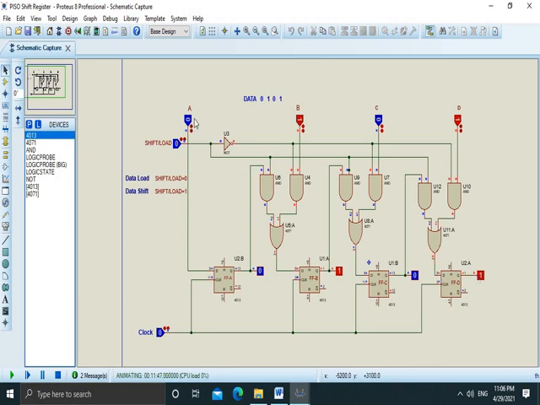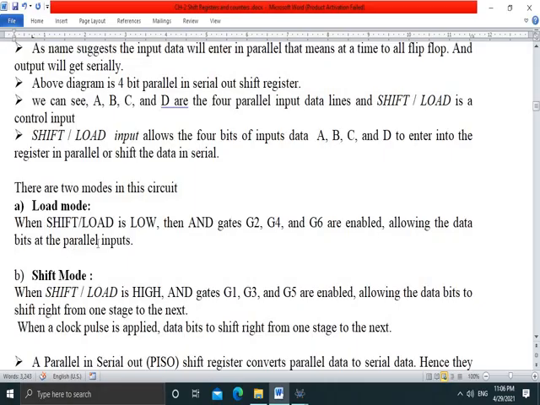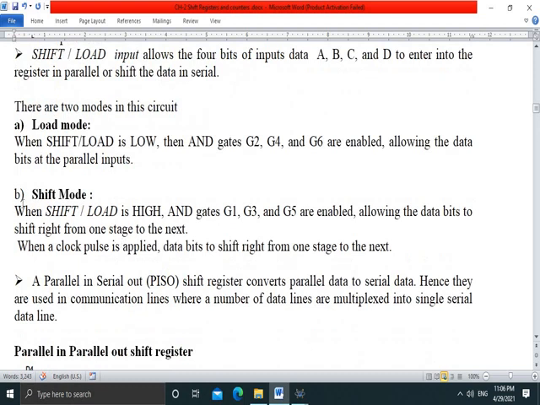So if you observe, what has happened is that the data is loaded, 0 1 0 1. Now when the shift or load line is 0, data is loaded in this shift register, allowing the data bits at the parallel inputs. Next mode is shift mode. When the shift or load line is high, AND gates G1, G3 and G5 are enabled, allowing the data bits to shift right from one stage to the next stage when the clock pulse is applied.